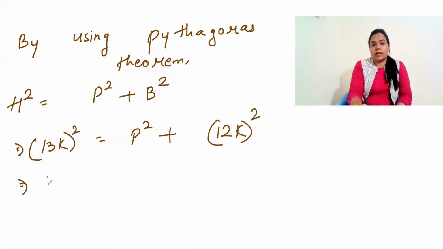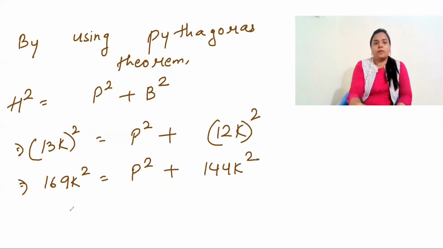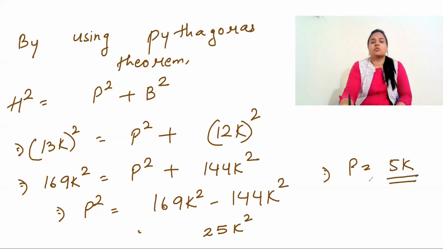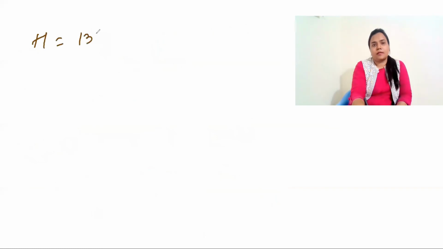So square of 13k is 169k square, equal to P square plus 144k square. P square is equal to 169k square minus 144k square. This will be equal to 25k square. So implies that P is equal to 5k. So we got H as 13k, B is 12k and P is 5k.